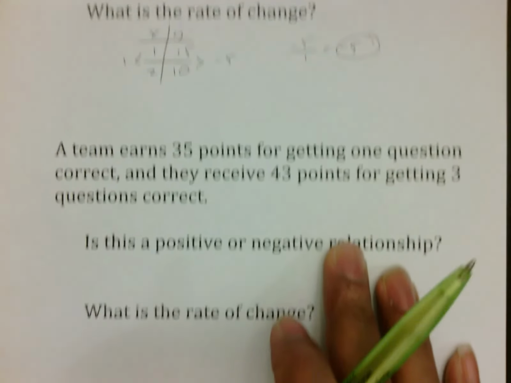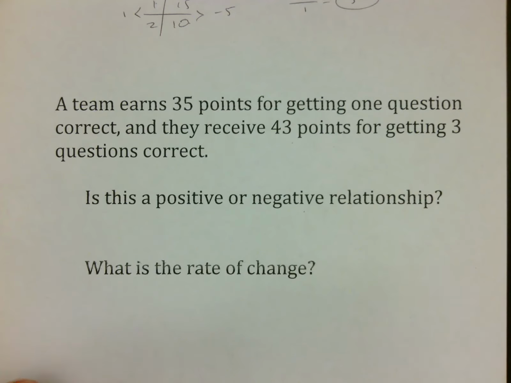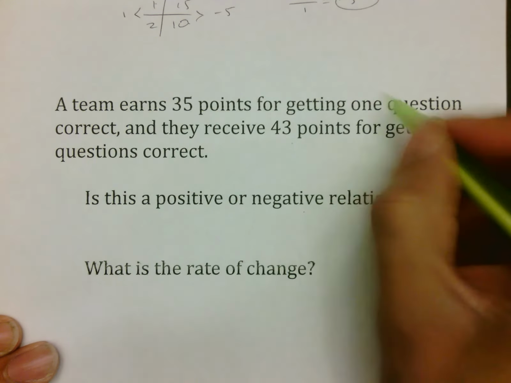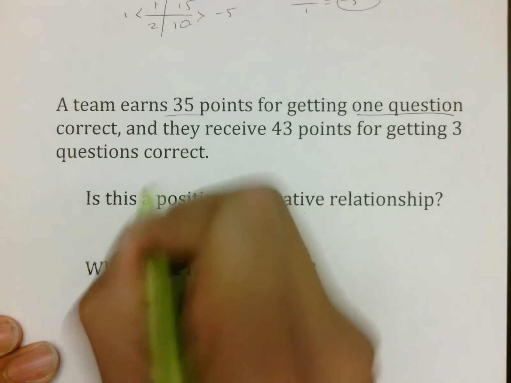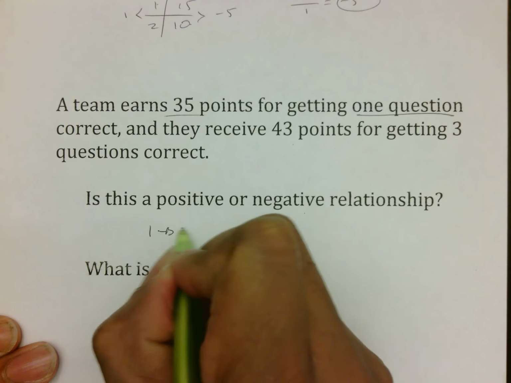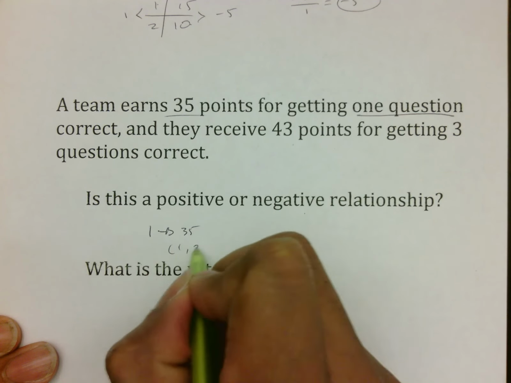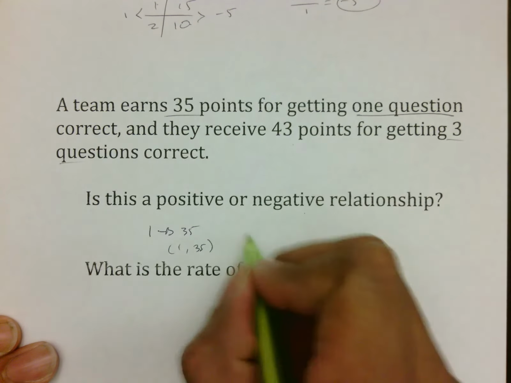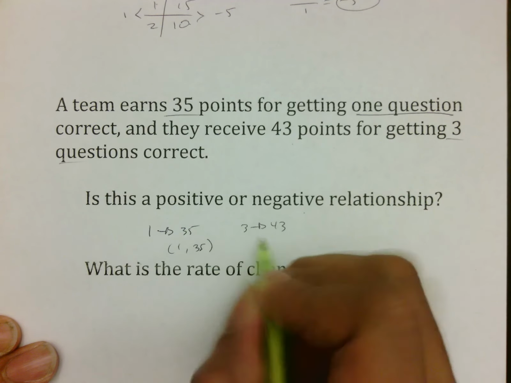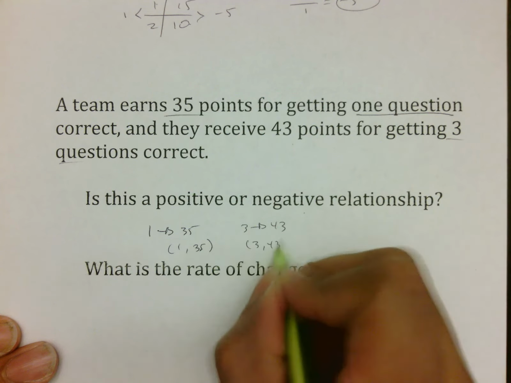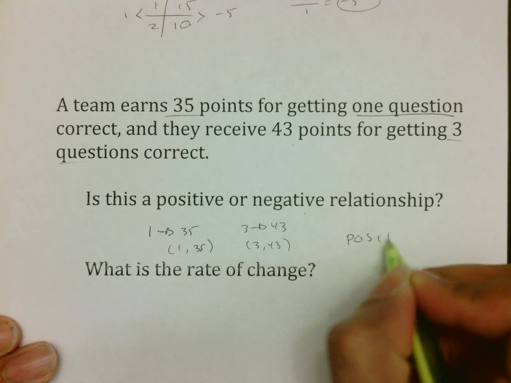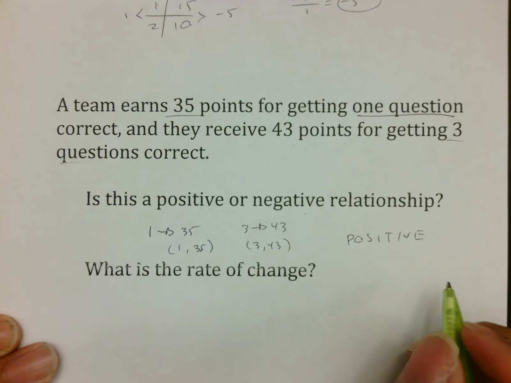One more example, a team earns 35 points for getting 1 question correct, and they receive 43 points for getting 3 questions correct. First they want to know, is it a positive or negative relationship? Again, 1 question leads to 35 points, so I would put 1 leads to 35, or the ordered pair 1 comma 35, and then 3 questions leads to 43, and so I could put 3 comma 43. Again, notice as this goes up, that also goes up. That makes it positive in terms of relationship.